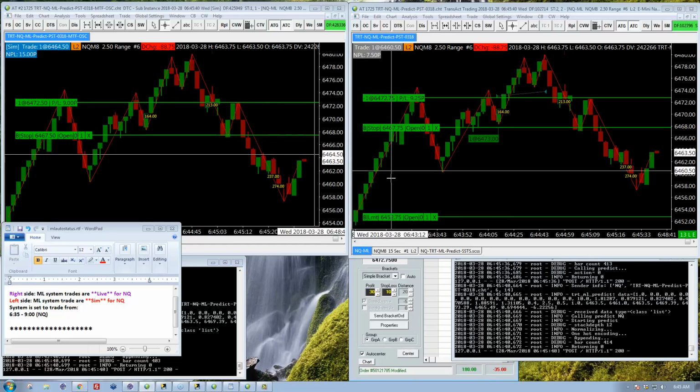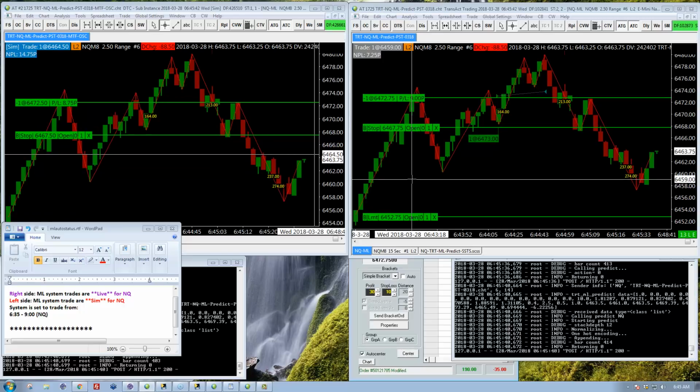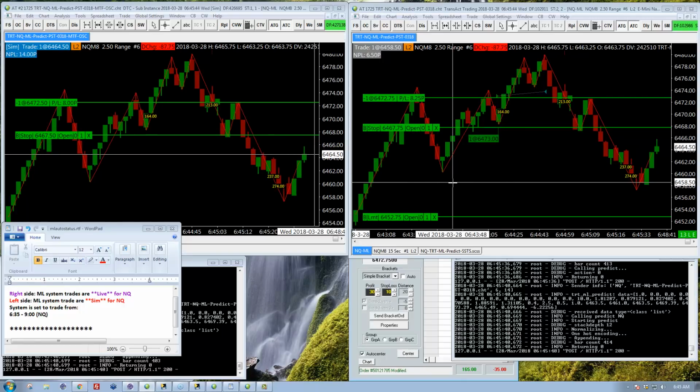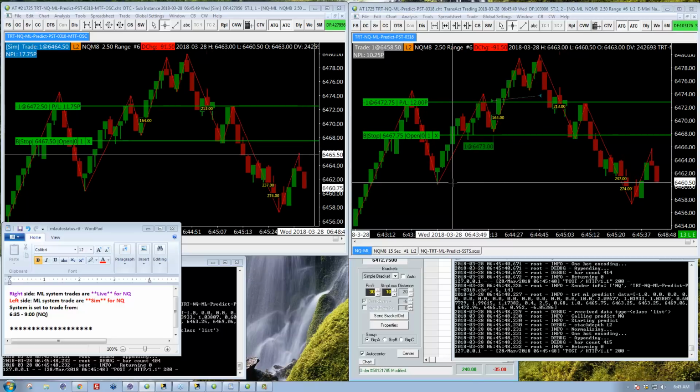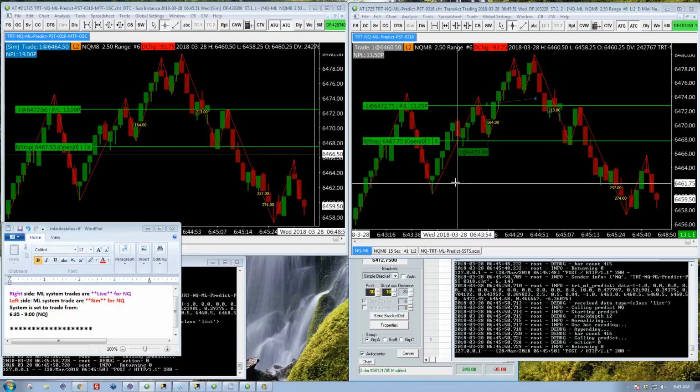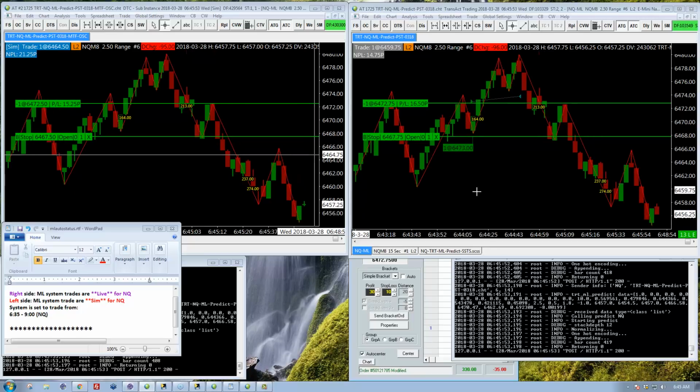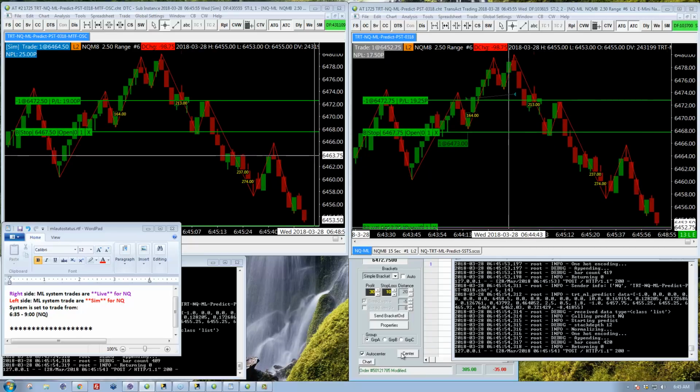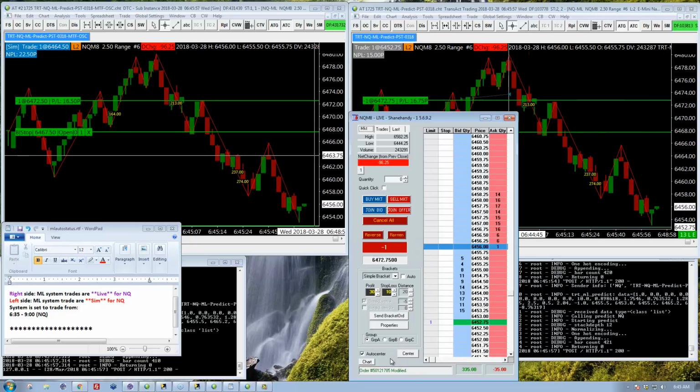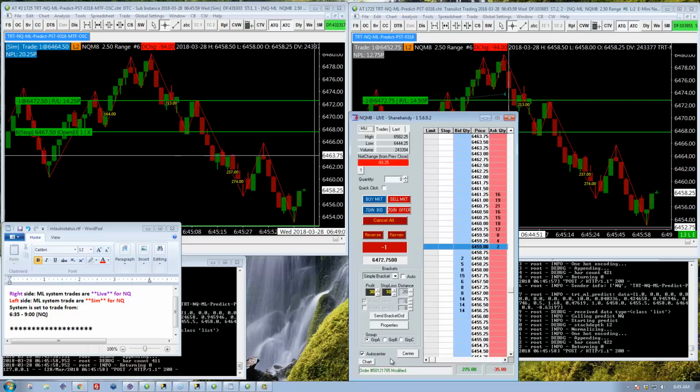All right, really volatile markets. Like so volatile you shouldn't be trading them. That's how volatile they are. And the charts can almost not keep up here. And it looks like we're about to hit that target. And then here it's coming back.